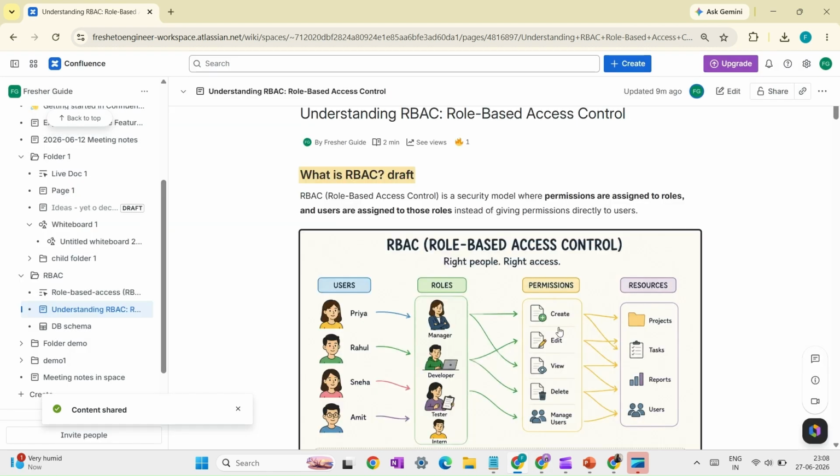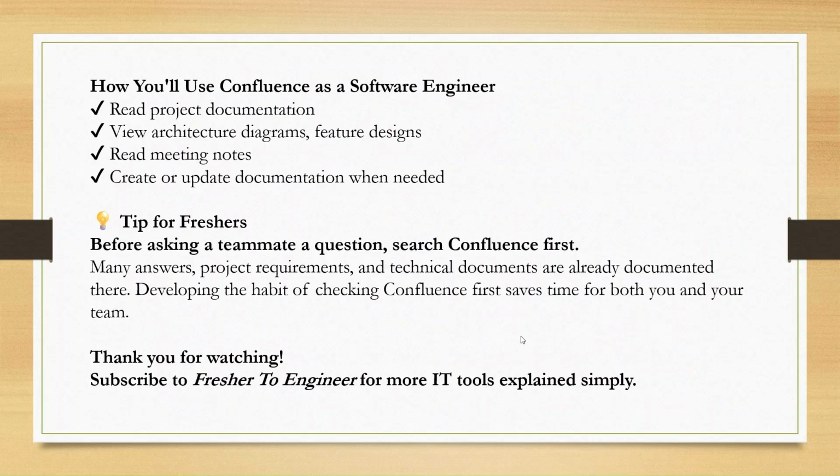Now the main part of the video is how, as a software engineer, you will use Confluence. Most importantly, you will use it to read the documentation and feature design, and refer to it for implementation. And also sometimes you will need to create and update the documentation. The main tip for freshers is, before asking any question to teammates, read Confluence first. Many answers are already there. This habit of checking Confluence will save your precious time. Now you are fully ready to use Confluence.